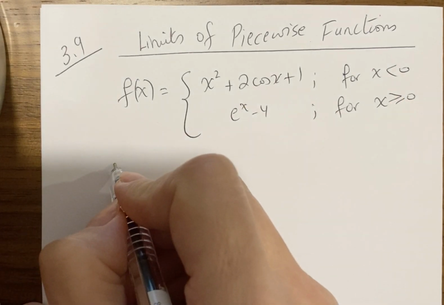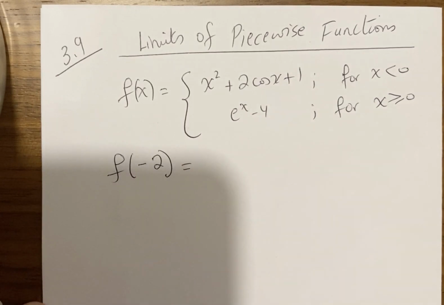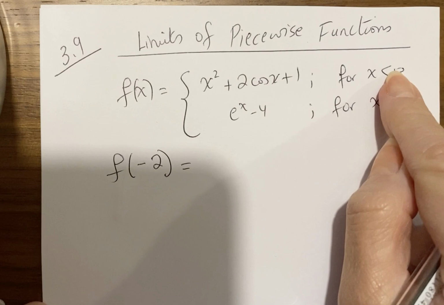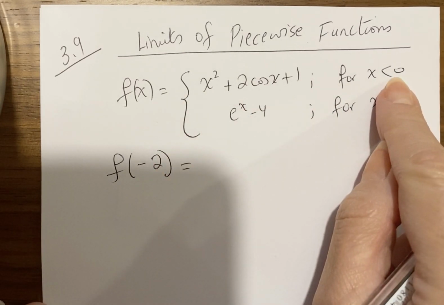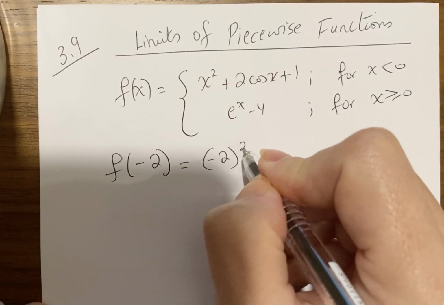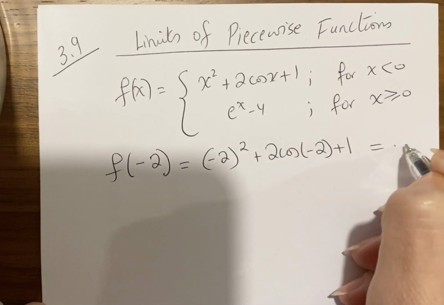How do I apply piecewise functions? For example, if I ask you what is f at minus 2, what do you do to answer this question? You ask, is minus 2 less than 0 or greater than 0, to know which piece to use. Minus 2 is less than 0, so which piece do you use? The upper piece. This is minus 2 squared plus 2 cosine minus 2 plus 1, and you find the answer.